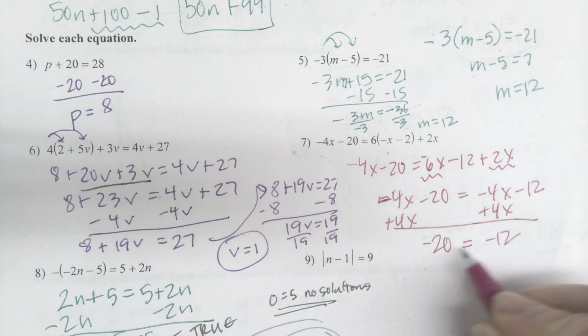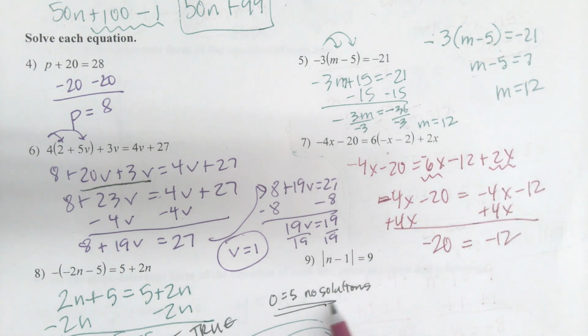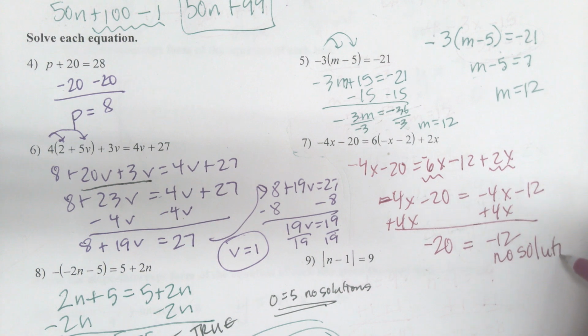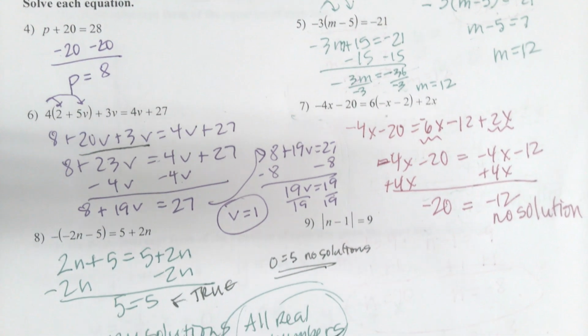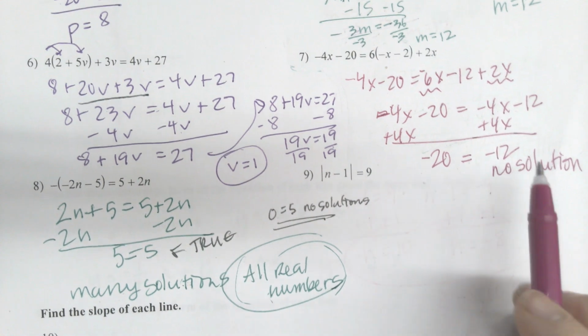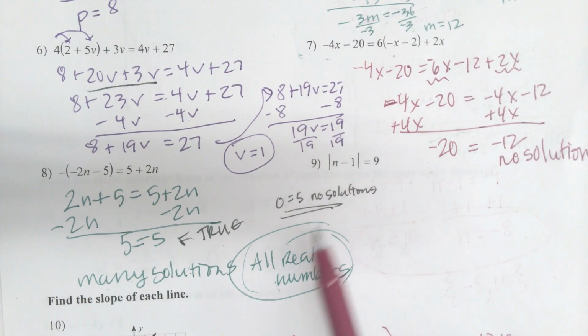This is never true. So we talked about this yesterday. If I end up with something that's never true, this is a no solution situation. So no solution. We have all reals, many solutions, and no solutions. Watch out for those. Just because one of these is an option for the multiple choice doesn't mean it's the answer. So keep that in mind as well when you're working through.